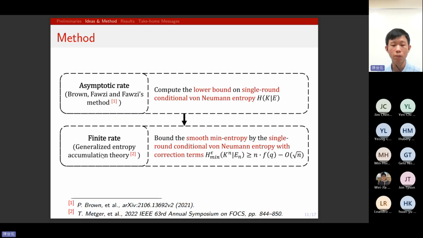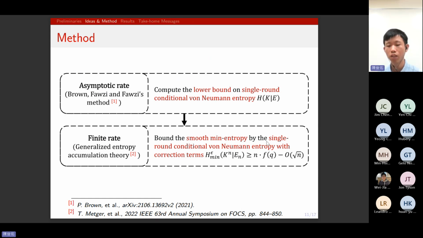And next, I use the entropy accumulation theorem, of course the generalized version, in order to account for the side information evolution for the blind randomness case. So with this generalized entropy accumulation, I can go from the conditional min-entropy to the smooth min-entropy. Here you can see the variable is K superscript n instead of K. K superscript n means the n rounds of output collected from the n-round nonlocal game. And E subscript n means the side information, including quantum and classical parts, evolving after the n-round game.